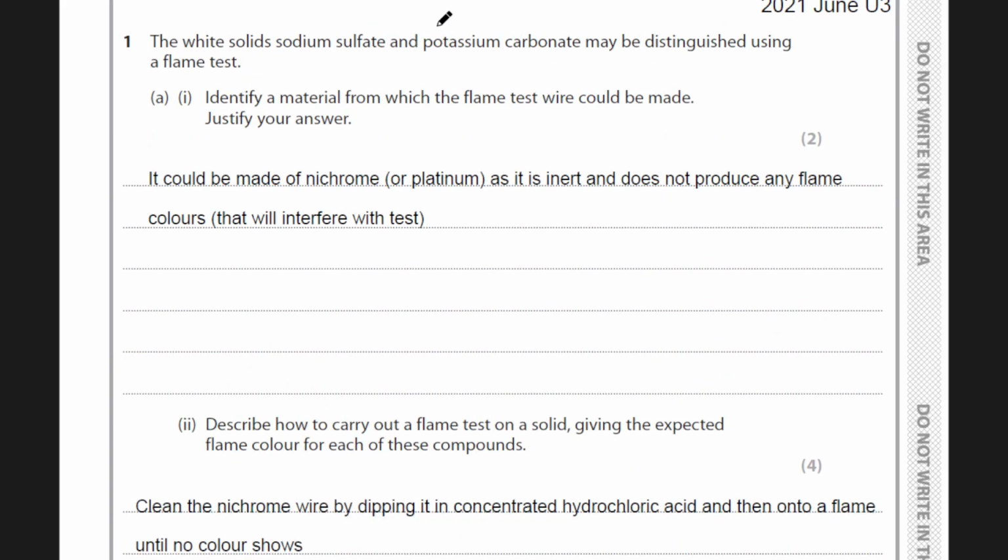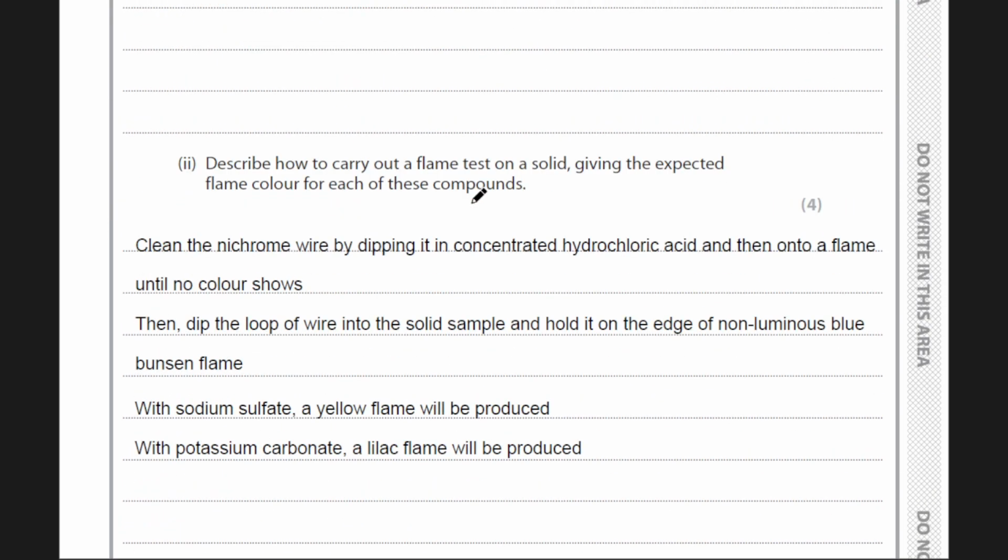The white solids, sodium sulfate and potassium carbonate, may be distinguished using a flame test. Identify a material from which the flame test wire could be made and justify your answer. It could be made of nichrome or platinum, as it is inert and does not produce any flame colors that will interfere with the test. This is very important. Describe how to carry out a flame test on a solid, giving the expected flame color for each of the compounds.